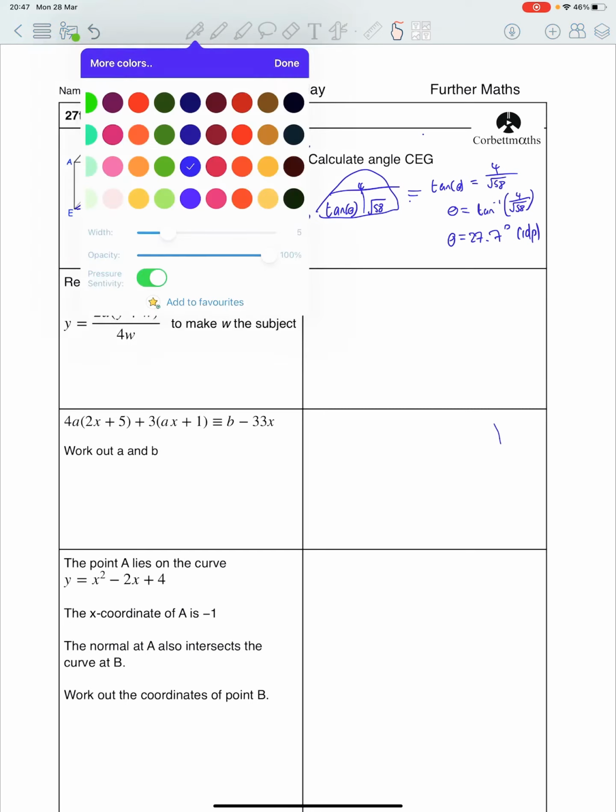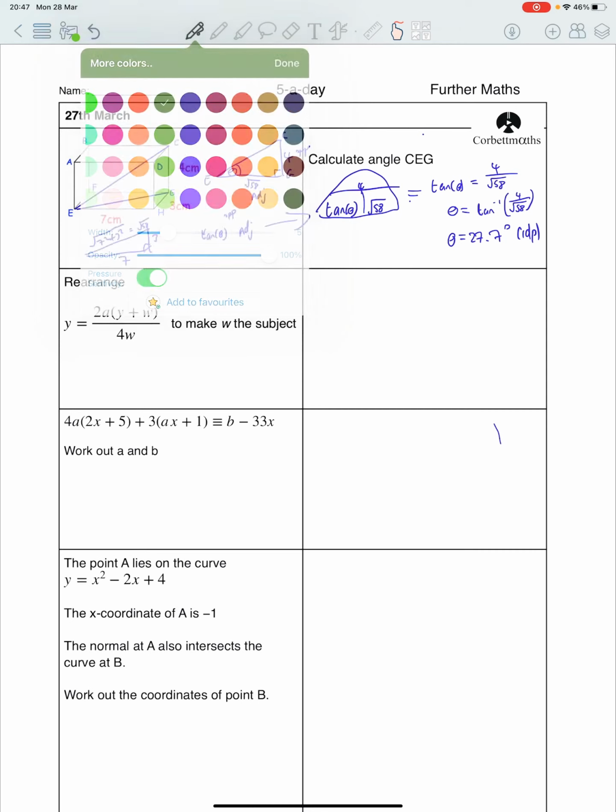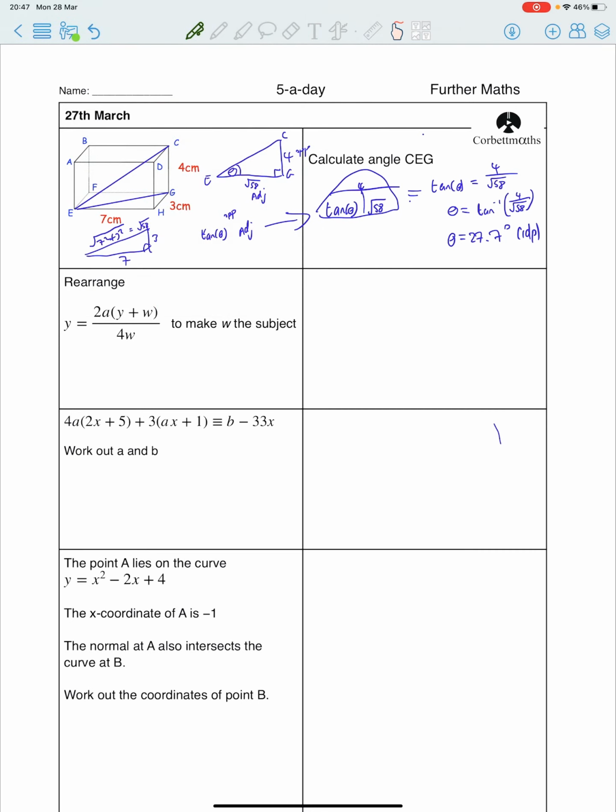Next question. Let's change color as well for the next question. So we want to rearrange this to make W the subject. So first things first, I want to multiply both sides by 4W so that I don't have a fraction, which is nice. So if I multiply both sides by W, I get 4WY, which is equal to 2A times by Y plus W.